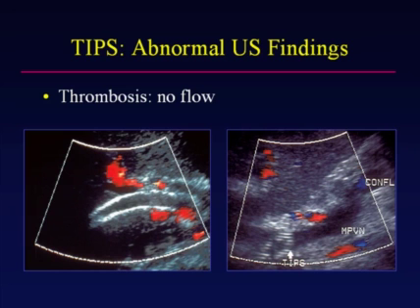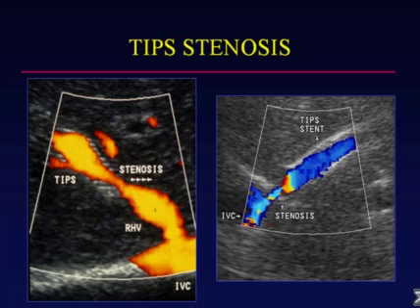It's easy to make the diagnosis of thrombus and complete occlusion, and here you can see the echogenic wall of the tips, the colored Doppler flow in the vessels around it, but absolutely no flow within the tips itself. And in this other patient, you can see in addition that the thrombus is extended now into the main portal vein, which is occluded, although there's a little bit of flow noted in the portal confluence.